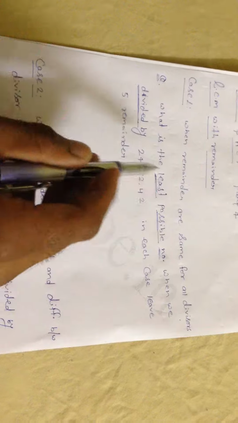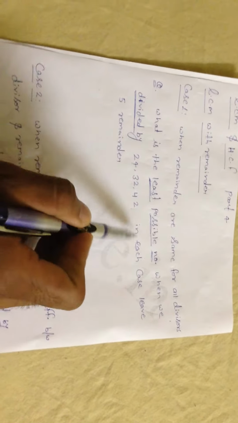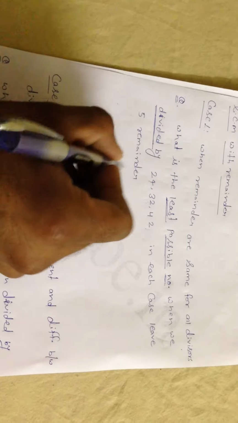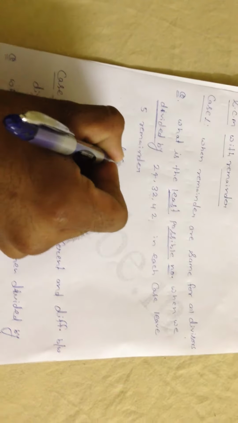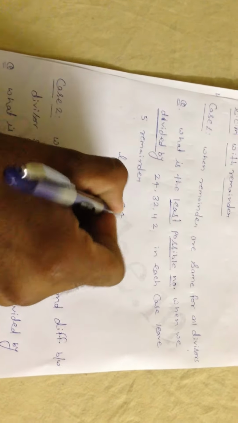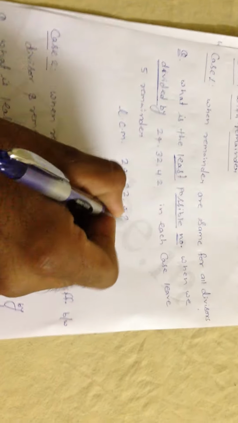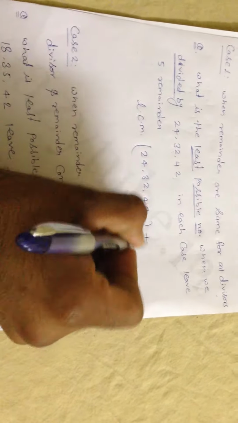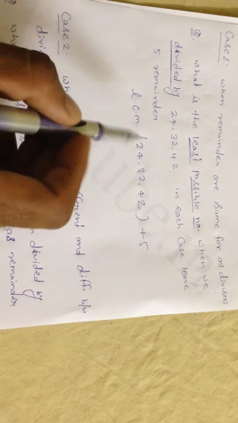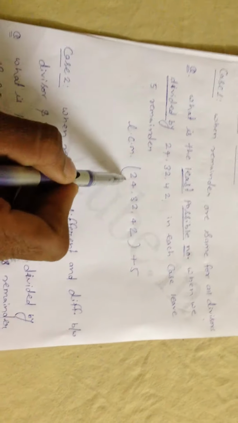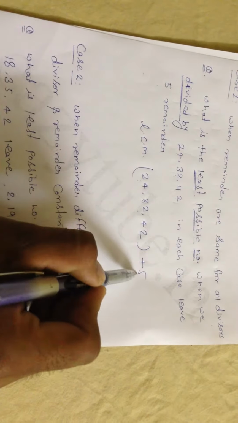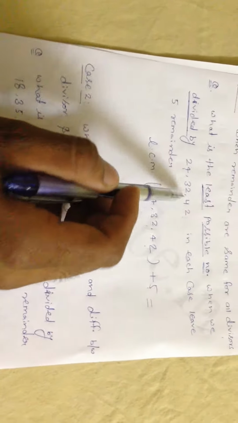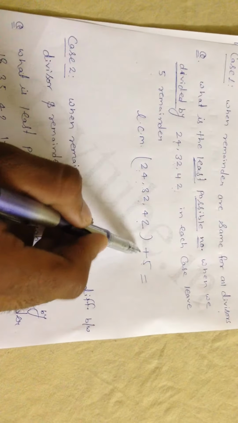So come to the problem: 24, 32 and 42, in each case leave the remainder 5. How to deal with these kinds of problems is: LCM of 24, 32 and 42 plus 5. Why did I add 5? Because if I take the LCM of these three numbers and add 5 to it, then that number, when divided by 24, 32 and 42, leaves the remainder 5 in each case.